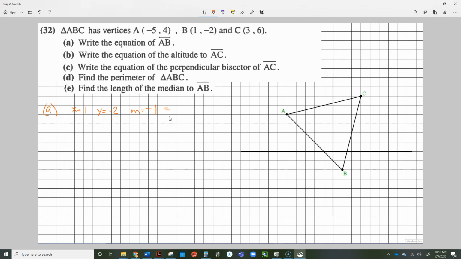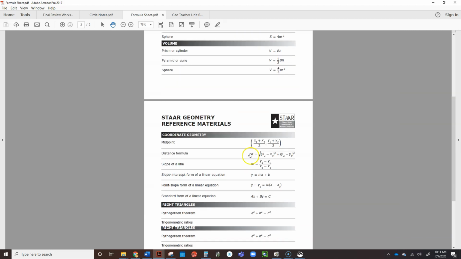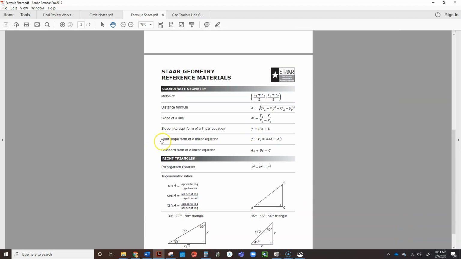But if you want to see how I would calculate it, I would do y minus y, -2 minus 4 over x minus x. And that would be -6 over +6, and that would be -1. So I have everything that I need. They didn't tell me how to write the equation, so I'm assuming that they want it in slope-intercept form. You can do the point-slope form. I think that's on, let's see if it's on your formula card. There it is right there, point-slope form.